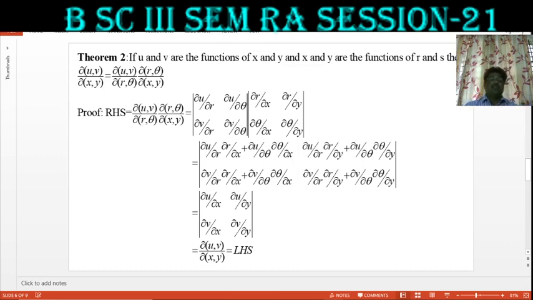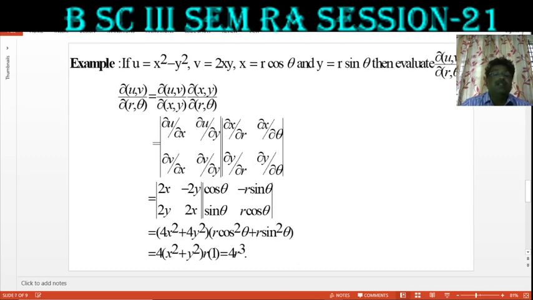Now first you should take the RHS here. Write ∂(u,v)/∂(r,θ) in the determinant form, and ∂(r,θ)/∂(x,y) also in the determinant form. Now multiply these two, and observe that the first position becomes ∂u/∂x, the second position ∂u/∂y, the third position ∂v/∂x, the fourth position ∂v/∂y. Then this determinant we can write as ∂(u,v)/∂(x,y). That would be the LHS here. We will take the examples on this one.